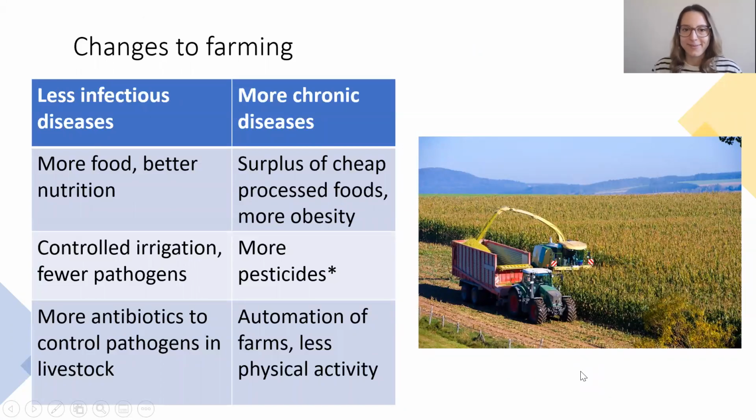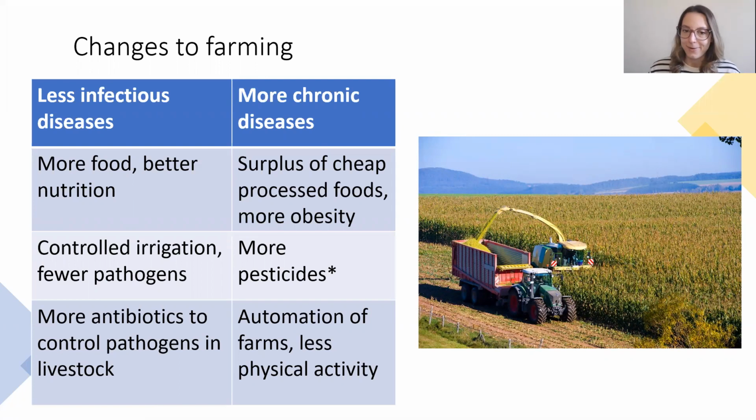I think one of the first important ways is through changes of agriculture and farming. So on the one hand, we have been able to produce more food, which has resulted in better nutrition overall. We've also been able to control things like irrigation systems used for agricultural practices. So generally that has had positive impacts and the result of fewer pathogens. We've also used some antibiotics to control pathogens in livestock, which again, on the one hand, has reduced a lot of the spread of these types of pathogens in wildlife settings as well as livestock.